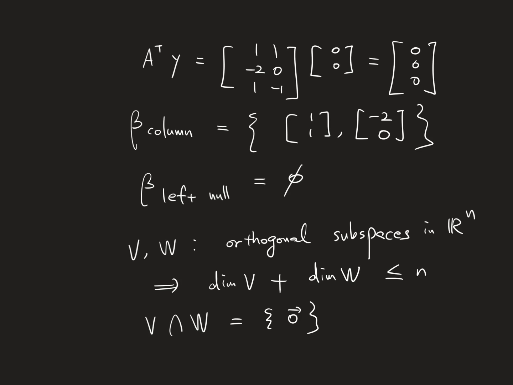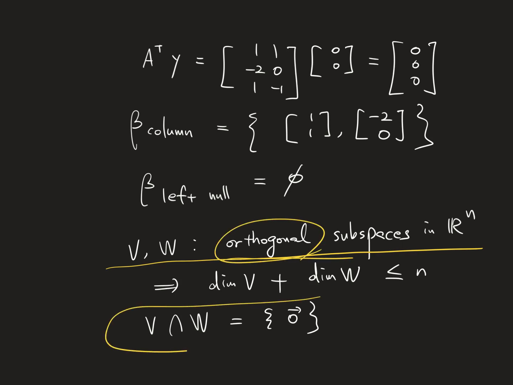You have to be careful, because you might say the intersection of V and W is the empty set, but if they are orthogonal, because they are subspaces, so they are vector spaces, V and W must include the zero vector. So if they are orthogonal, the intersection of V and W will be the set with only the zero vector.